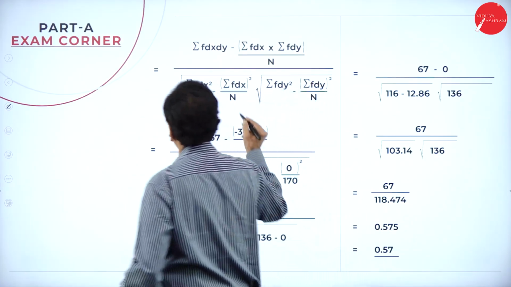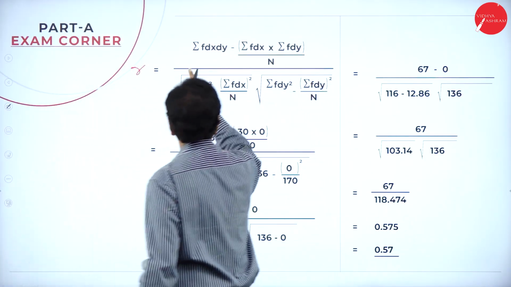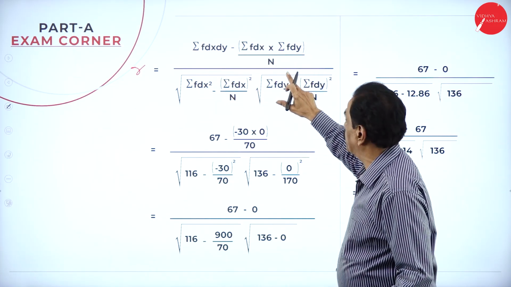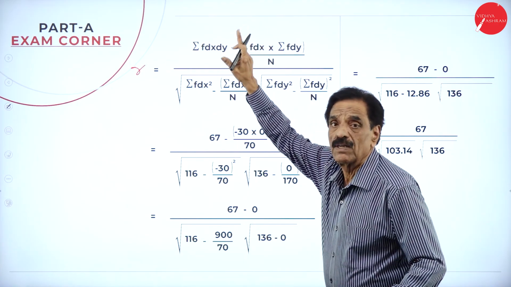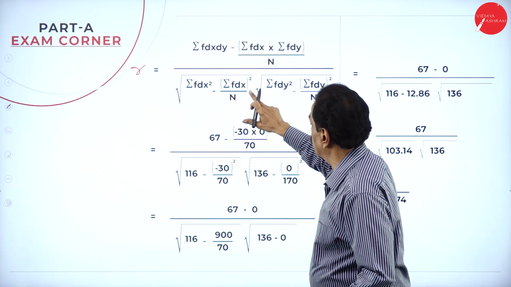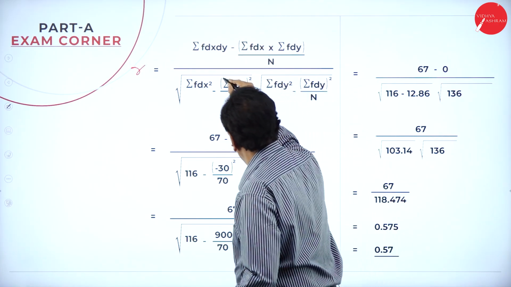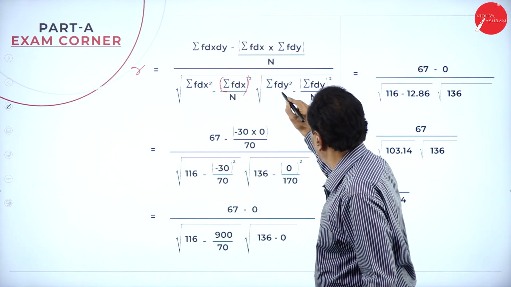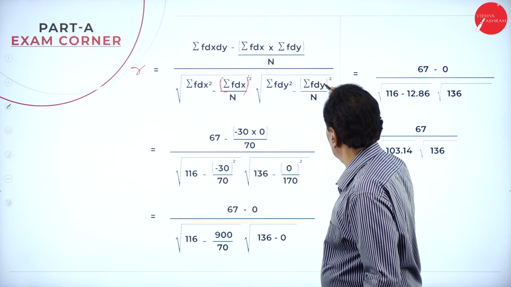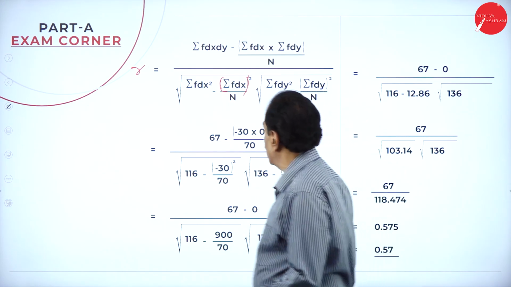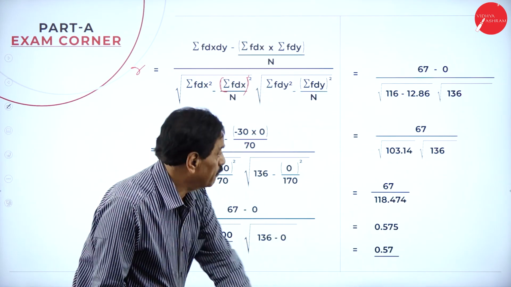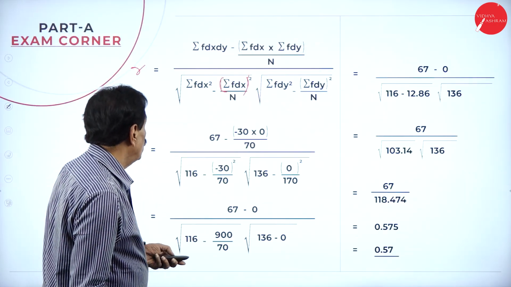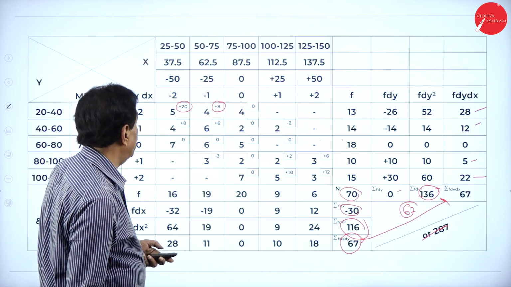Now we will apply the formula. r is equal to sigma f dx dy minus sigma f dx into sigma f dy divided by n, divided by root of sigma f dx square minus sigma f dx whole square divided by n into sigma f dy square minus sigma f dy whole square divided by n. What is sigma f dx dy? 67. You see the answer here? It is 67.